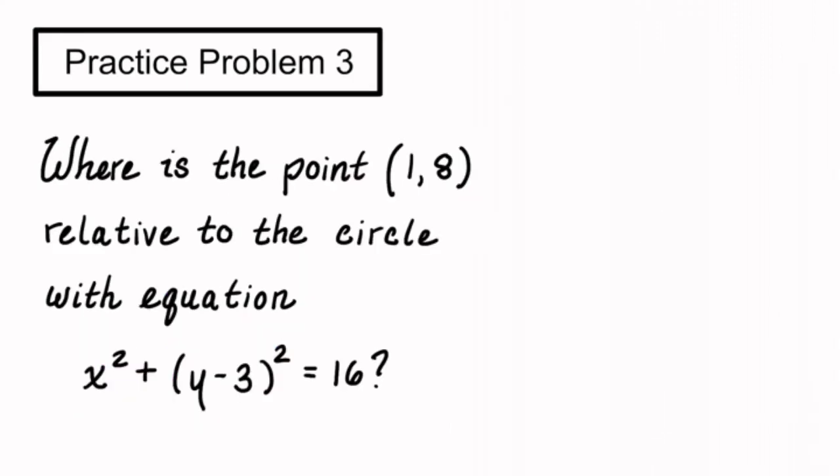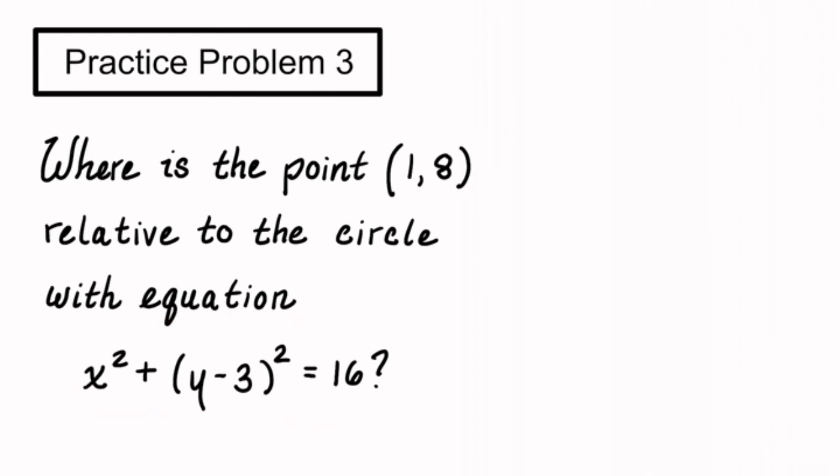All right, now practice problem 3. Go ahead and pause again if you'd like to attempt this on your own. This time we're given a point (1, 8), and we're asked if that point happens to be on, inside, or outside of the circle with this equation down below.